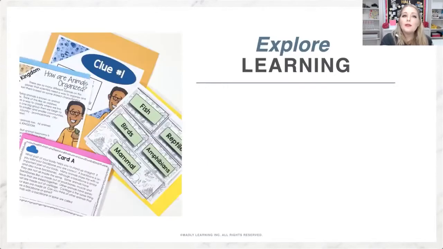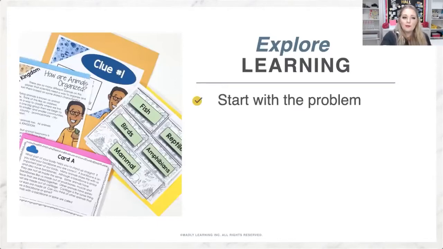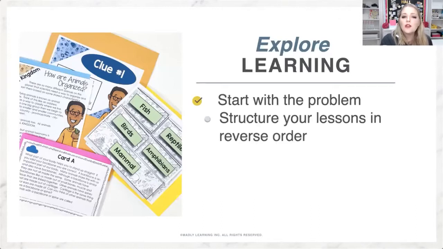We also want them to do more exploring of their learning. We can start with a problem using examples such as escape rooms or puzzles that they have to solve where the answer isn't always super clear. We can structure our lessons in reverse order where we start with the goal. What is it that we want them to know by the end? We can say, okay, by the end of today's lesson, I want you to understand the different classifications of the chordata in the animal kingdom. And we can start with that. That's what we're starting with, the end.